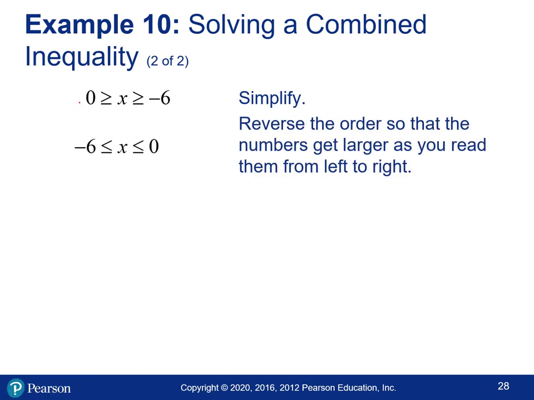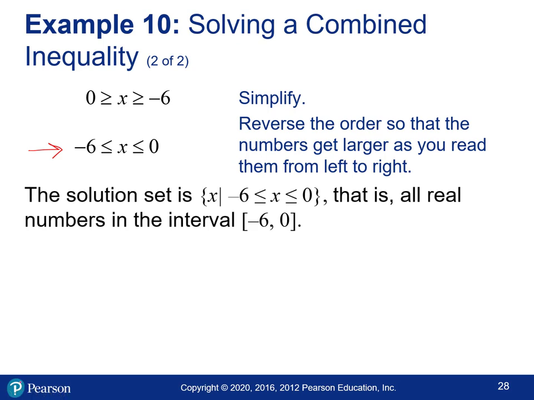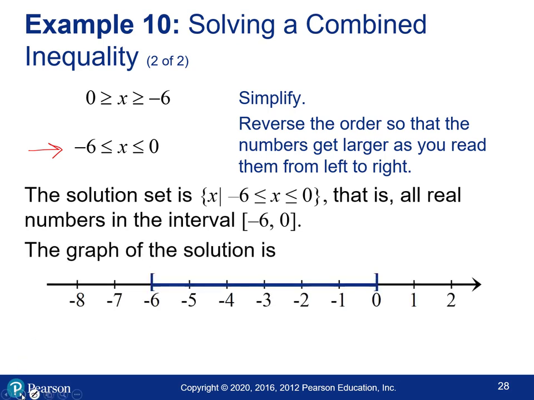Now, we tend to not write it the way that we solved. We would say that this is more of our final answer, because we like to write things in order from small to large. So we would just flip everything over. We would reverse everything. So -6 is less than or equal to x, which is less than or equal to 0. And so as an interval, that would look like from -6 to 0 with brackets. And then this is what it would look like on the number line.